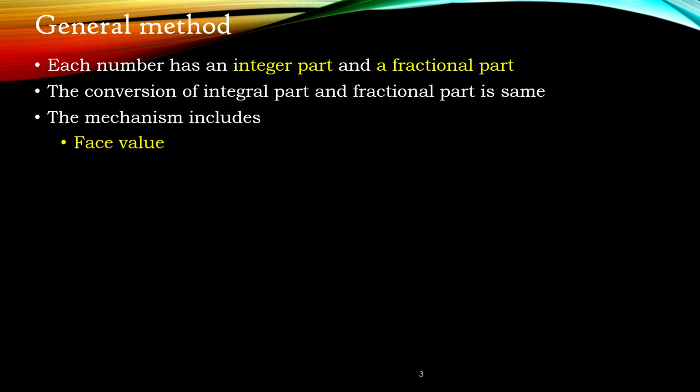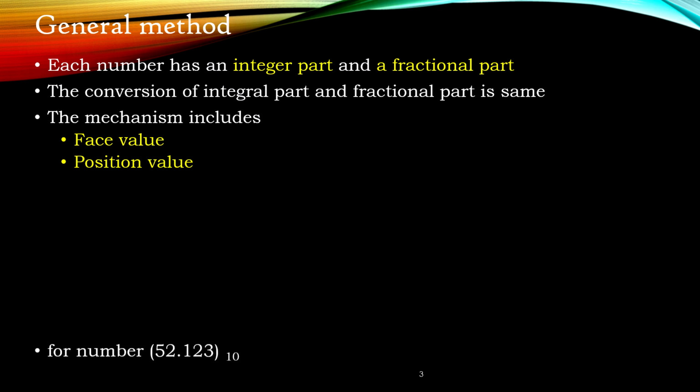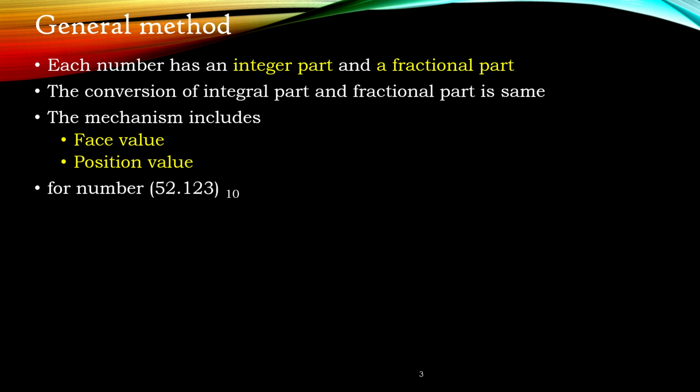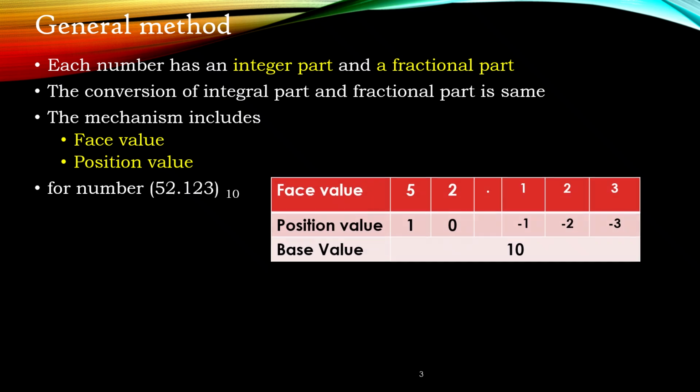And the things we have to remember are the face value and position value of a number. Let us consider a number 52.123, which is a decimal number. Each digit in the number is called the face value, right? For the position value, before the decimal point the position starts from 0, 1, and continues as 2, 3, etc. as the digits go on. After the decimal point, it is considered from -1, -2, -3, and it goes on. And as it is a decimal number, the base value is 10.